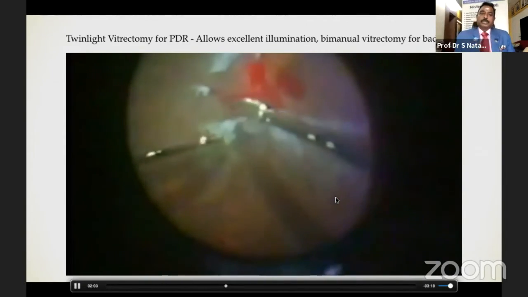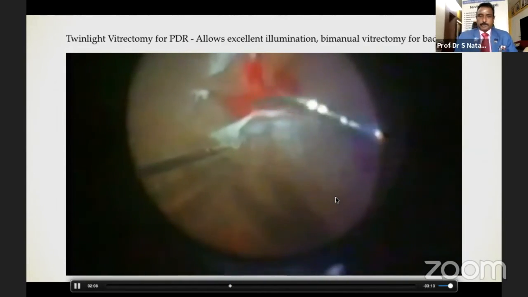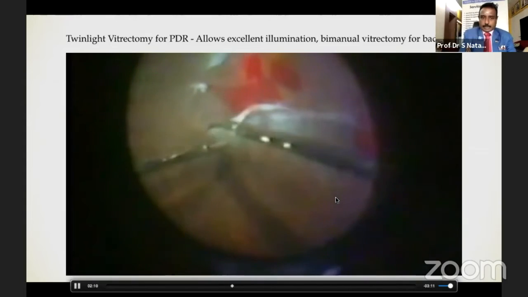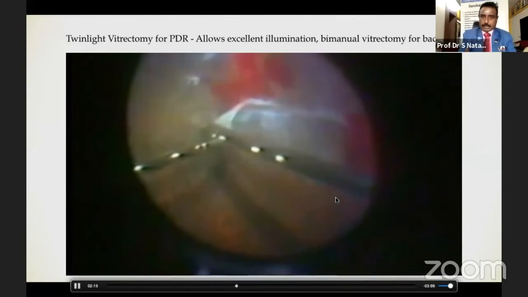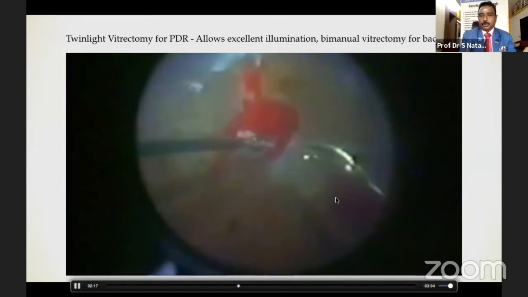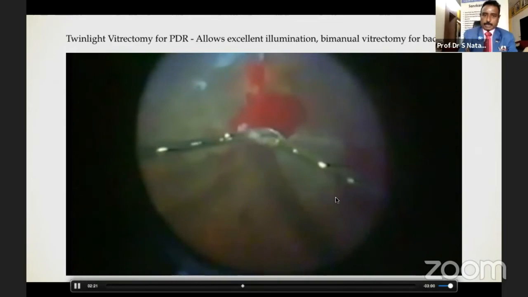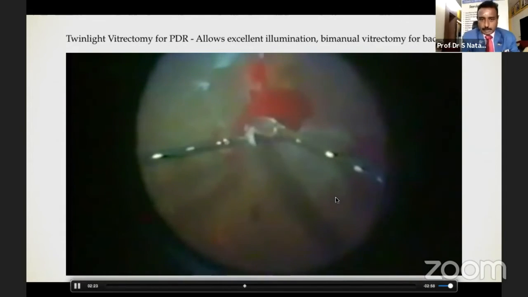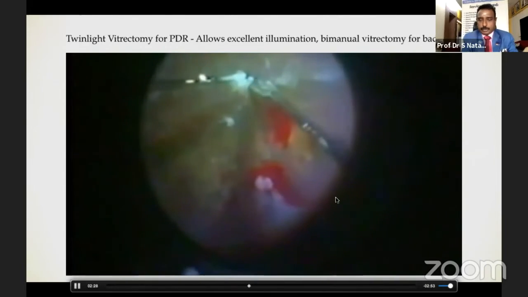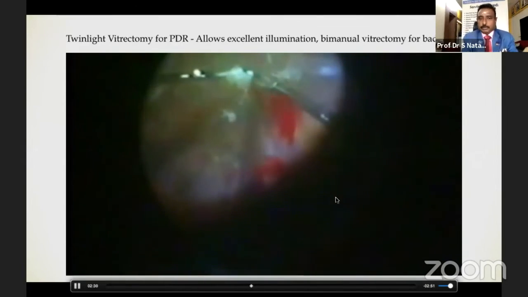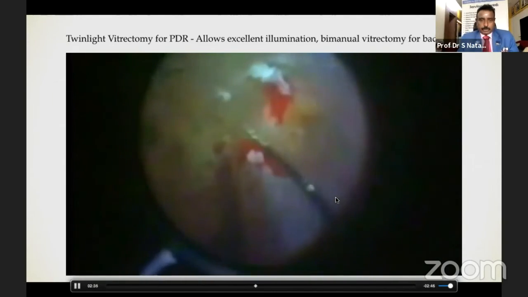And here the ooze has stopped, so I'm waiting for the blood to get clotted, and then remove it at the end. And here you can turn the scissors and you can remove the membrane. You can see almost 90% of the membranes are removed. The last part is being removed, and I think in the 90s, 19 to 20% was the risk of iatrogenic retinal breaks, and now I think it has reduced to the minimal.